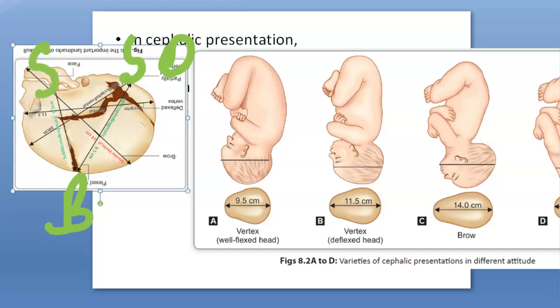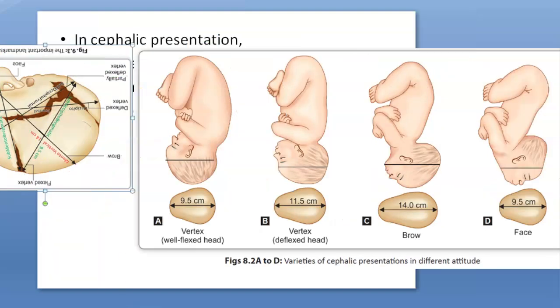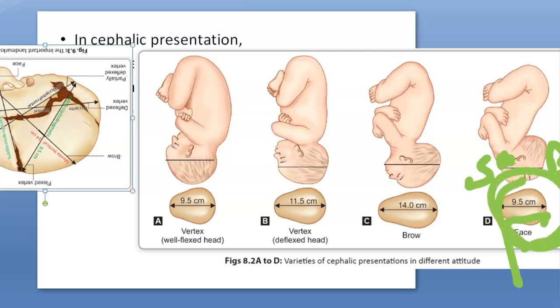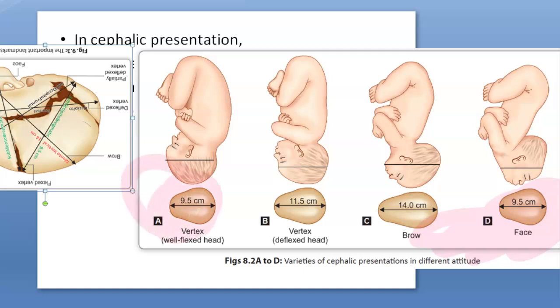Now let us go to the other green one, submentobregmatic. Where is submentobregmatic? You have to turn the baby's head like that. Then what will come out? You have to see. Here you have the mentum. So here you have submentobregmatic, face presentation, 9.5. It already says here 9.5, no need to search. Let's use some nice highlighting: 9.5 here and 9.5 here.